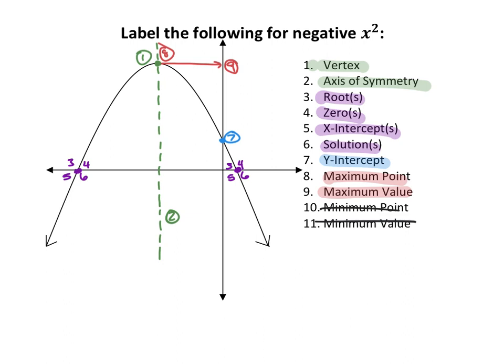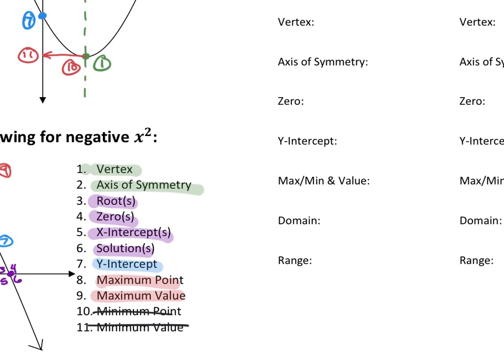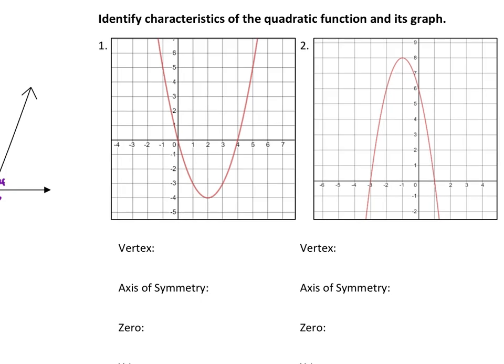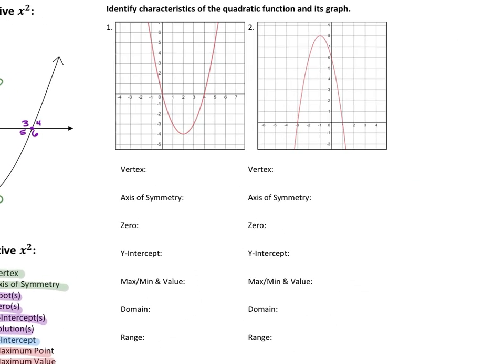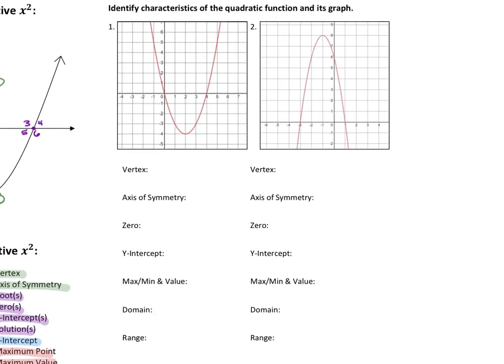Great. Now, not only do we need to just be able to point at the parts of this graph and say that is the vertex, on the next slide, we're going to actually have to name the vertex, the axis of symmetry, the zeros, the max and min, and the domain and range. So more than just pointing at it, let's talk about how to answer these exact questions.